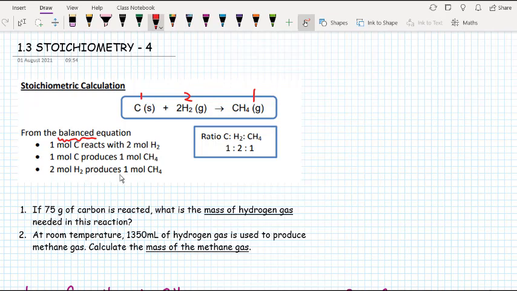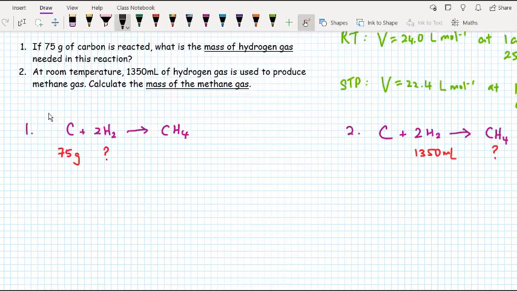The following are the questions given. This is an extra question which is not given in the notes. So you may need to write down and follow the following steps. For question number 1, if 75 grams of carbon is reacted, what is the mass of hydrogen gas needed in these reactions? So we copy down the balanced equation given earlier. Okay, so 75 grams of carbon.